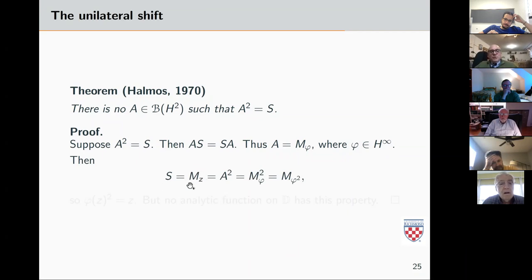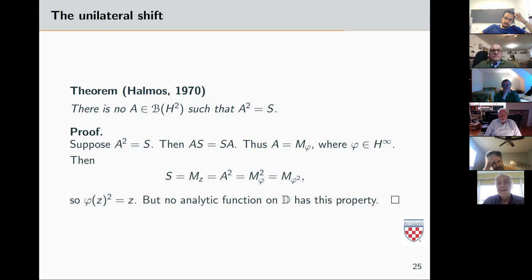So the shift is multiplication by z. It's the square of A, which means it's the square of multiplication by phi, which means it's multiplication by phi squared. So the long and short of it is I'll have an analytic function on the disk whose square is z. And that's just no. So it has no square root. So the Dirichlet shift, the Bergman shift, whatever, those don't have square roots.